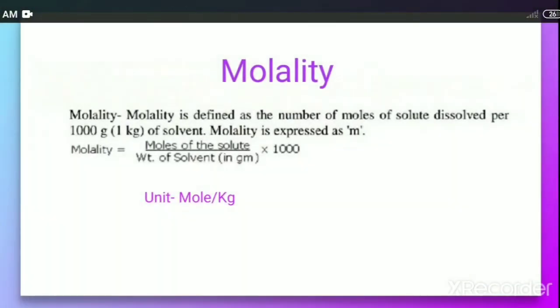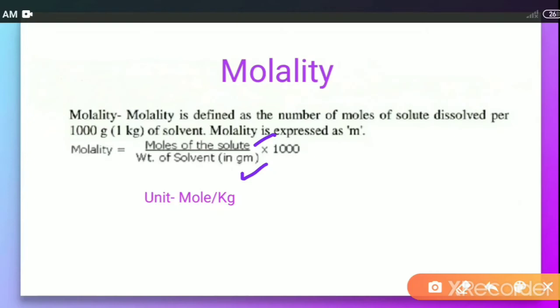Let us talk about molality. You can find the difference here. It is molality. In the previous one, it is molarity. This is molality. Molality is defined as the number of moles of solute dissolved per kg of solvent. That means here we are taking number of moles of solute divided by the mass of solvent in kgs.